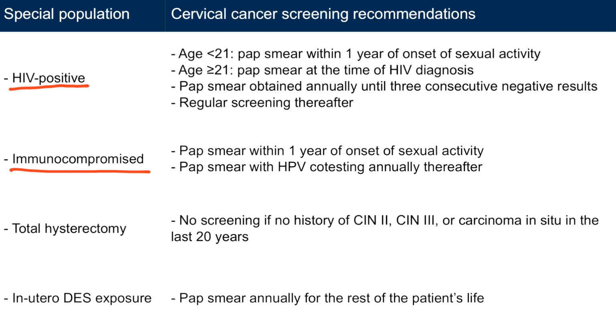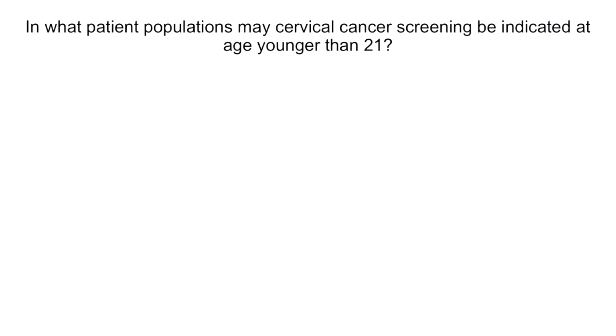For patients who have undergone a total hysterectomy, meaning that both their uterus and their cervix were removed, no cervical cancer screening is indicated if the patient has no history of CIN2, CIN3, or carcinoma in situ in the last 20 years. Lastly, for patients with in utero DES exposure, a pap smear is indicated annually for the rest of their life.